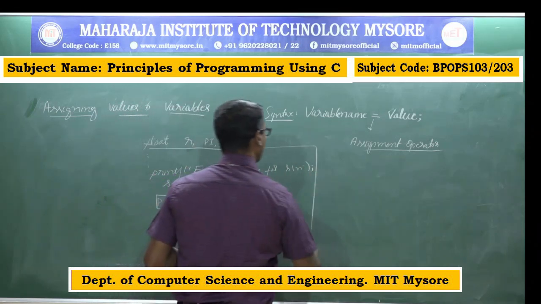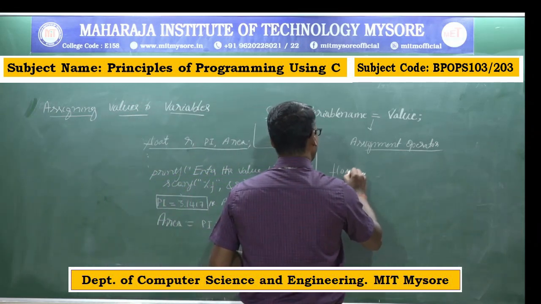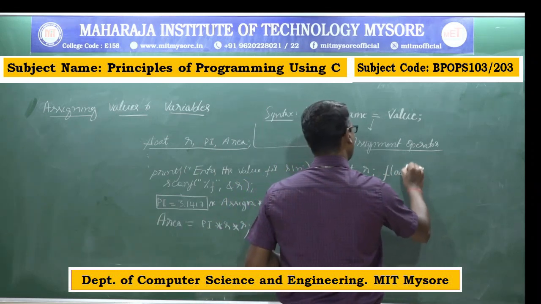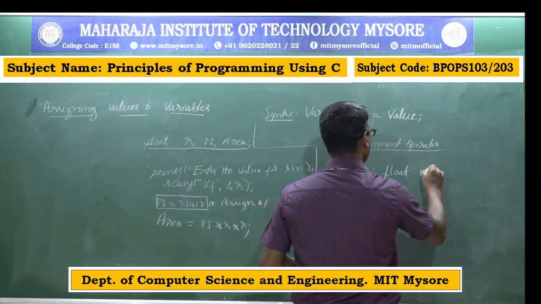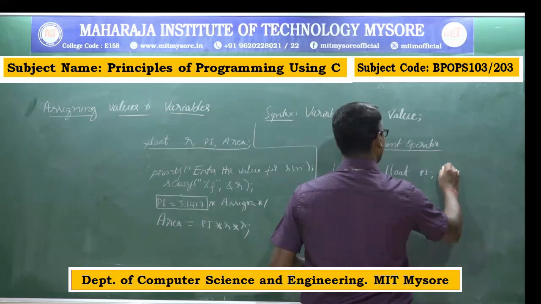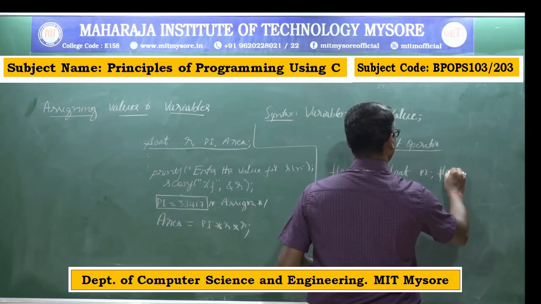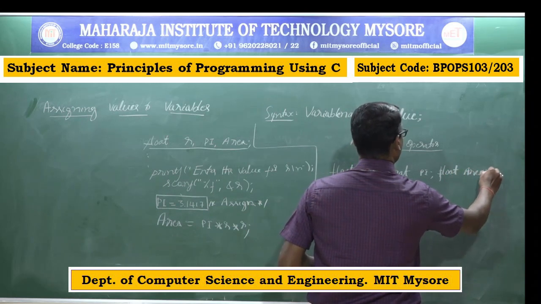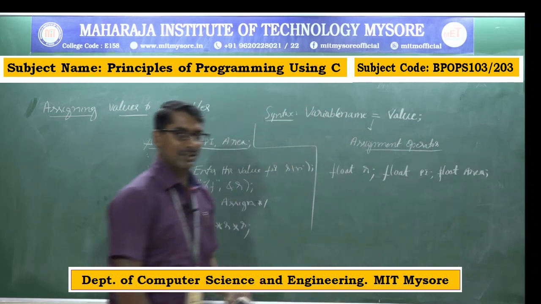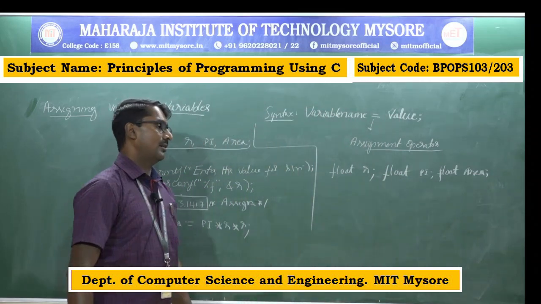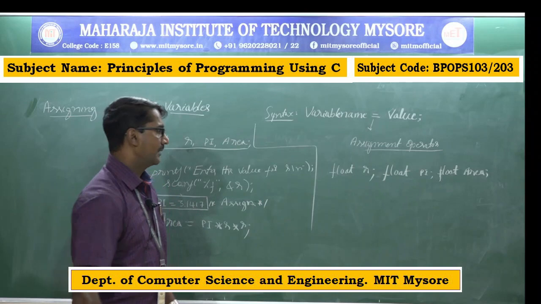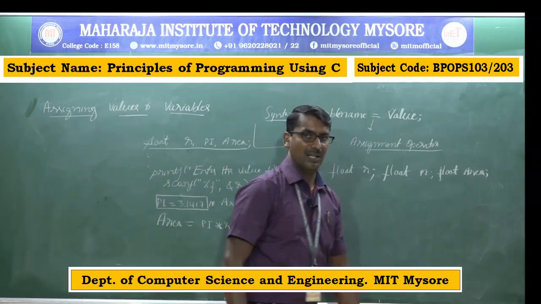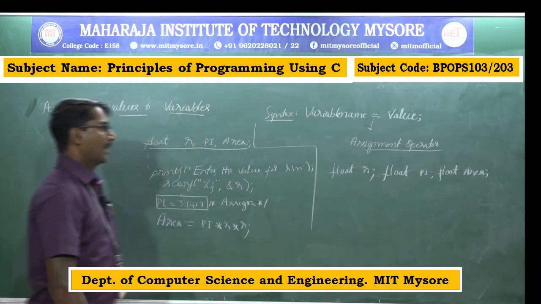Example, here we discuss float, R, pi and area. So we can also write like this. Float R semicolon, float pi semicolon, float area semicolon. This is also valid. We are writing three variable declarations in a single statement. The statements are separated by semicolon. This is also valid.